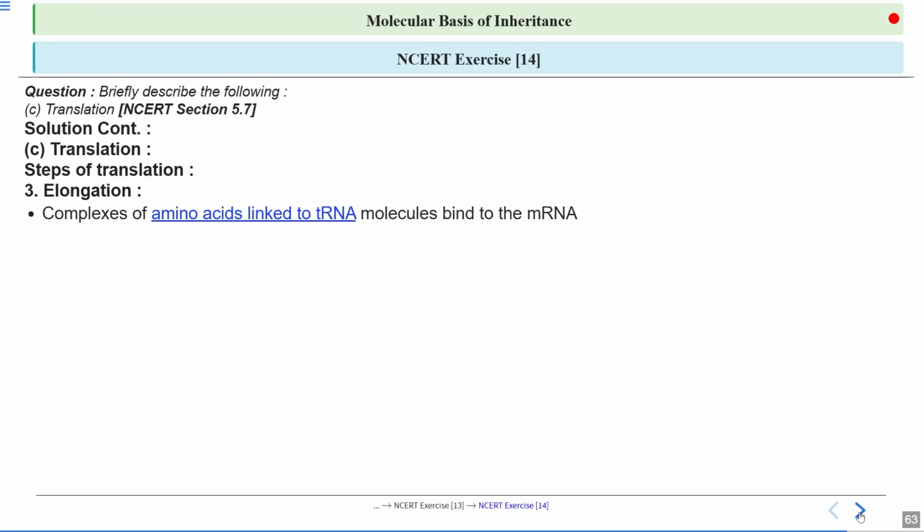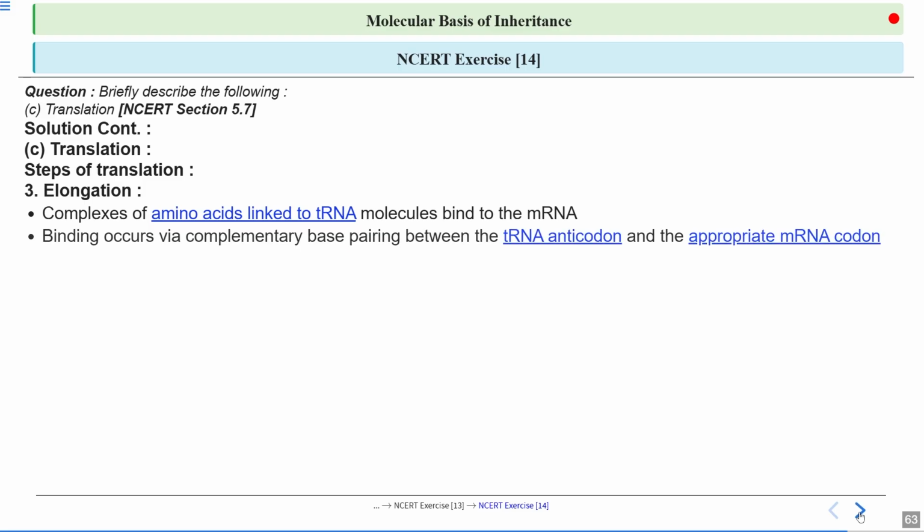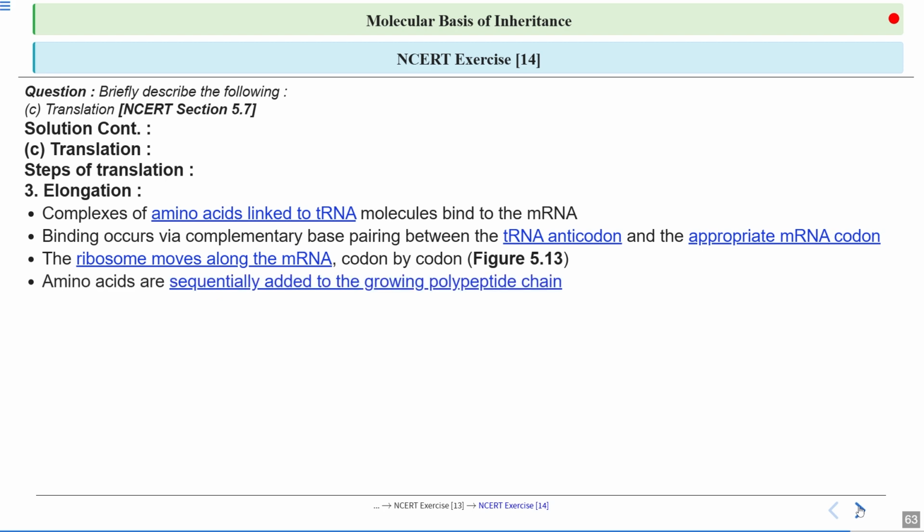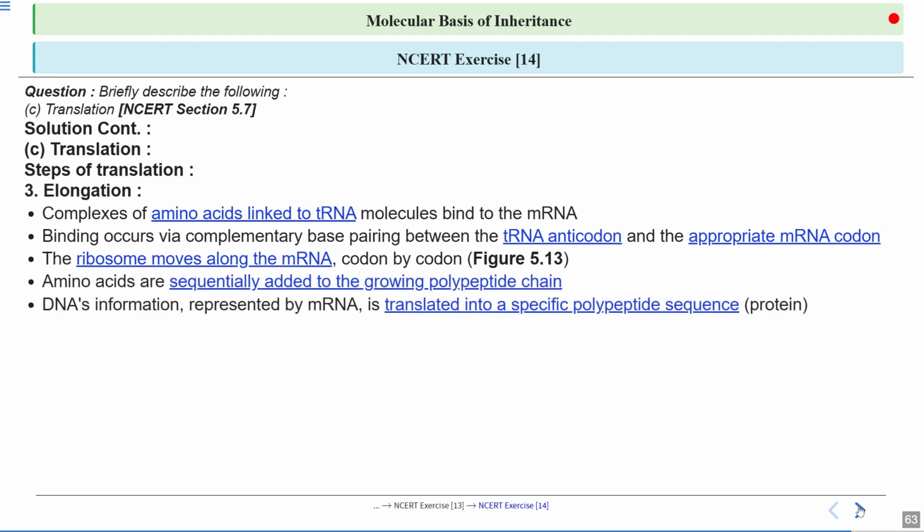Now what will happen after this initiation? There will be the elongation step, where complexes of amino acids linked to their respective tRNA molecules bind to the mRNA. And how will this binding occur? This binding will occur via complementary base pairing between the tRNA anticodon and the appropriate mRNA codon. The ribosome will move along the mRNA codon by codon, and amino acids are sequentially added to the growing polypeptide chain. DNA information, which is now represented by mRNA, is now translated into a specific polypeptide sequence.